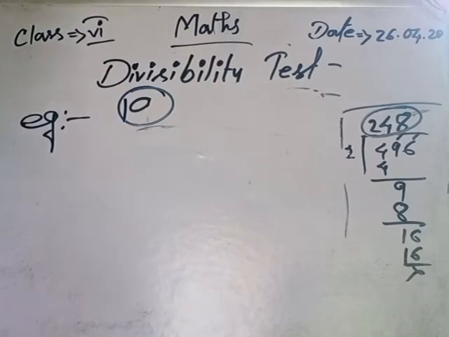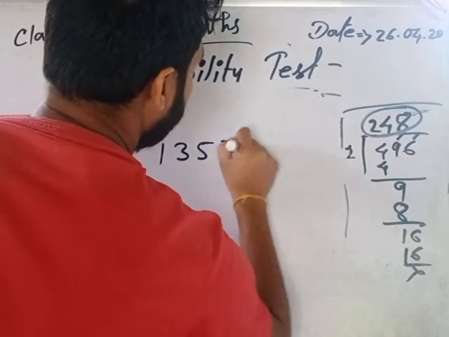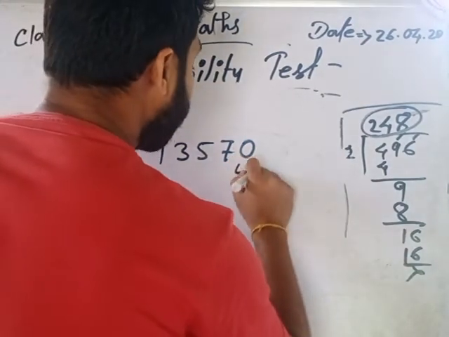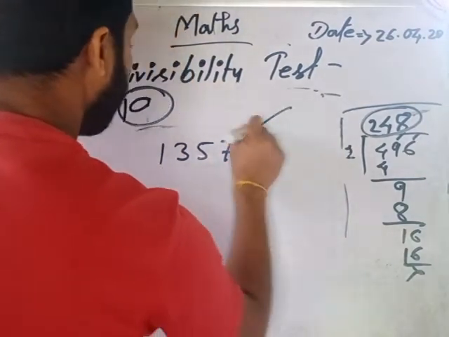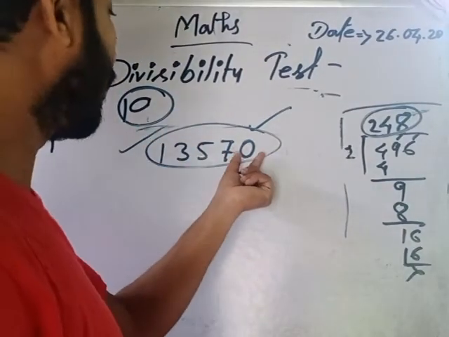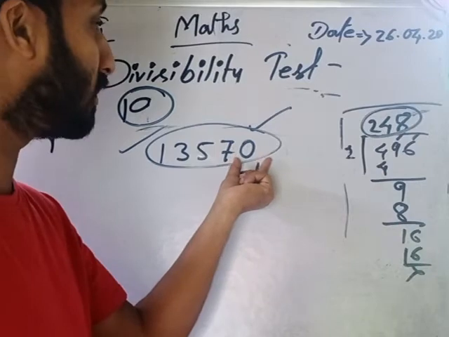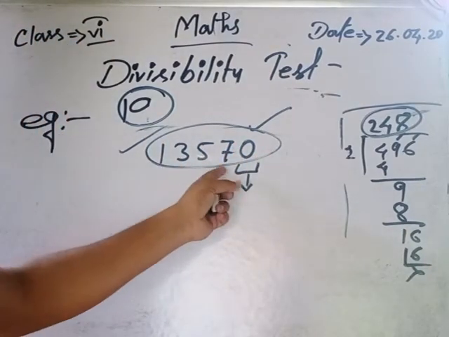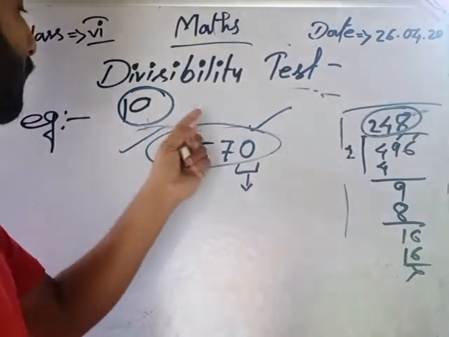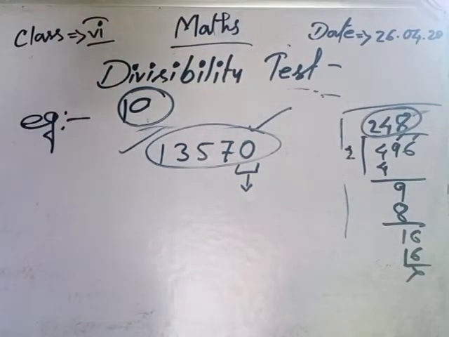If it is 10, if the last digits are like 1, 3, 5, 7, no; if the last digit, the extreme right digit, at the ones place, is 0, then this number is completely divisible by 10. Every time this number is divisible by 10. Okay, this is the divisibility test of 10.